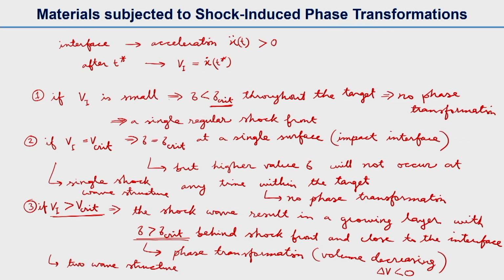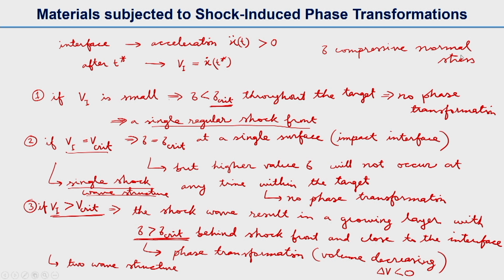If you look again at the earlier slide, when Vi is very small, it has a single regular shock front, and when Vi equals V critical you also have a single shock wave structure. But when Vi is greater than V critical, that will create a stress. This sigma is the compressive normal stress we are talking about. I forgot to mention that. I hope that was understood.